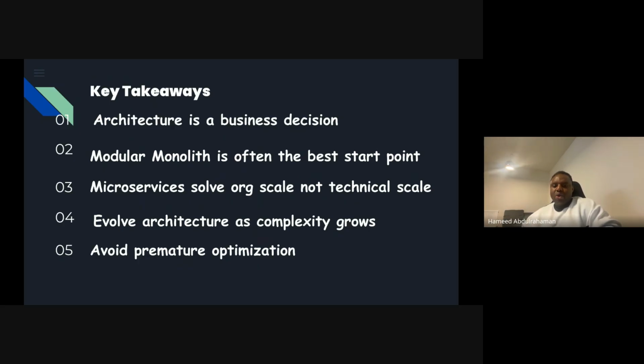Oftentimes, if you want to start a business, it's best for you to start with a monolithic architecture. When you gain more domain knowledge and you see the need to segregate these services or controllers or functions you've done in the past, then you can start scaling out bit by bit into different services. So in an ideal situation, if you want to start up your business, you will be going into a monolithic pattern at first.